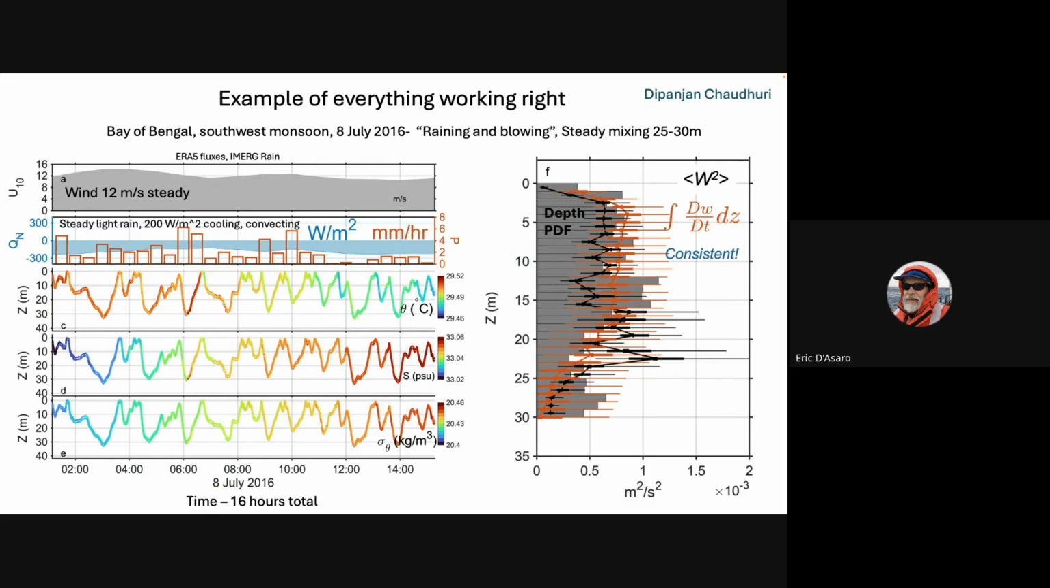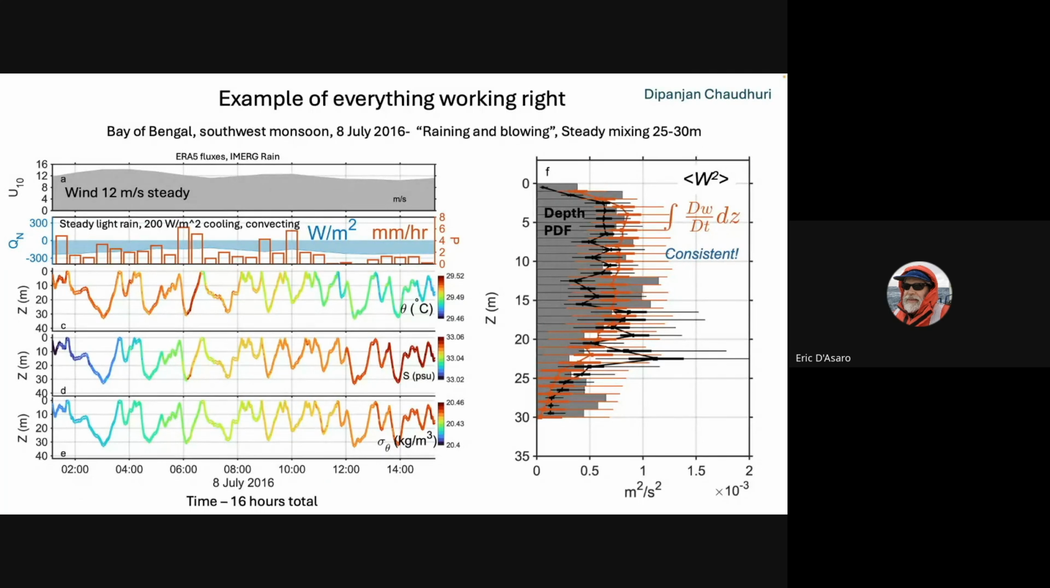This was in the Bay of Bengal in the southwest monsoon about a decade ago. The wind is blowing, pretty steady, a good strong wind. There's a steady light rain, and it's cooling. Okay, and this is what the float does. It goes up and down. Don't worry about the color right now.